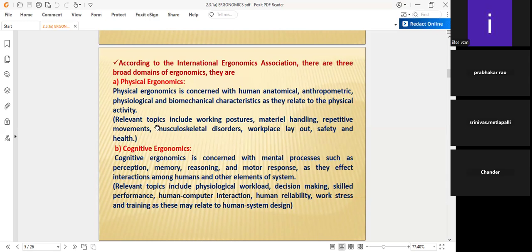Because this is physical, it depends on the person who has a good posture while carrying the body, while carrying the objective. That is very, very important. That's why physically they have to be present while doing the ergonomics of manual handling of the objectives. Relevant topics include working postures, material handling, repetitive movements, musculoskeletal disorders, workplace layout, safety and health. These are very important for physical ergonomics.